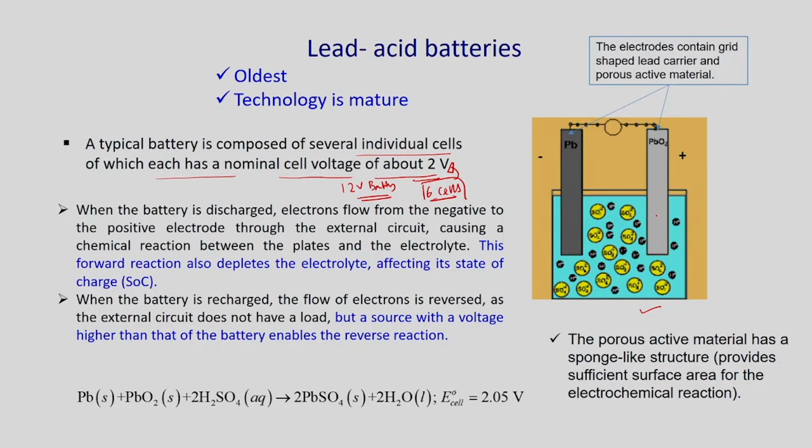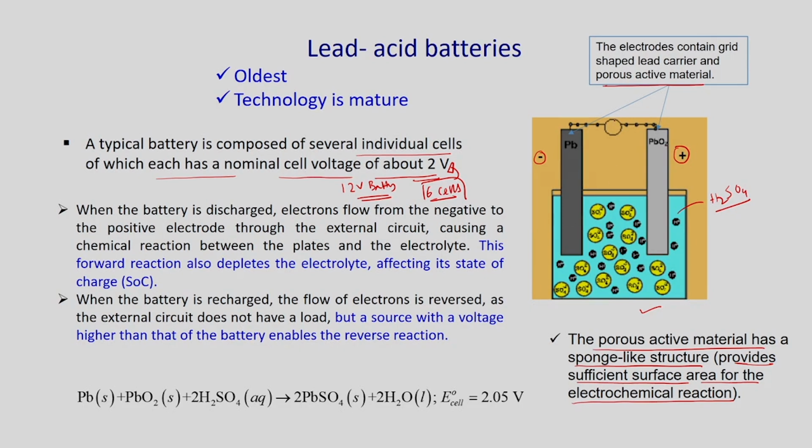For a cell it works something like this. Two metal electrodes will be there and electrolyte will be there. The electrolyte is nothing but diluted sulfuric acid, and the electrode contains a grid shaped lead carrier and porous active material. This porous active material has a sponge like structure which provides sufficient surface area for the electrochemical reaction. Normally, the Pb in one electrode is negative, and PbO2, lead oxide, is positive.